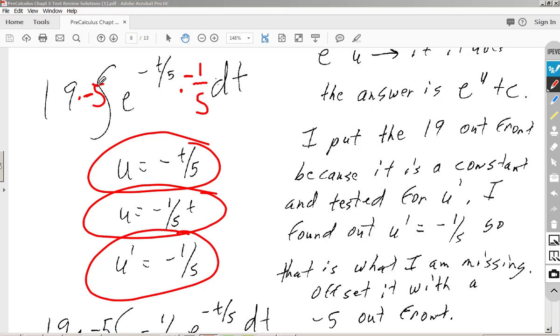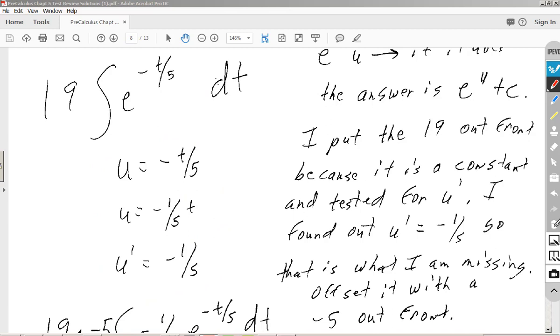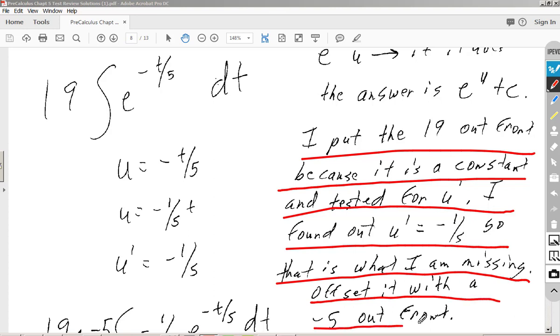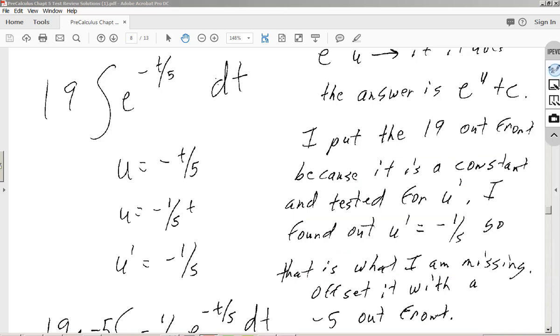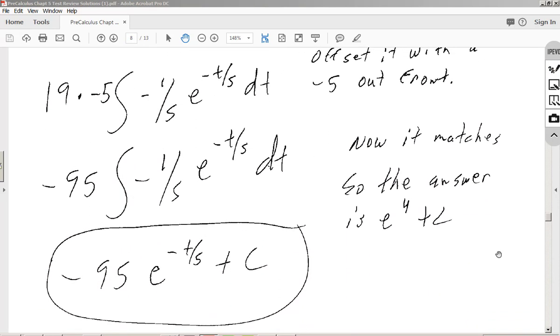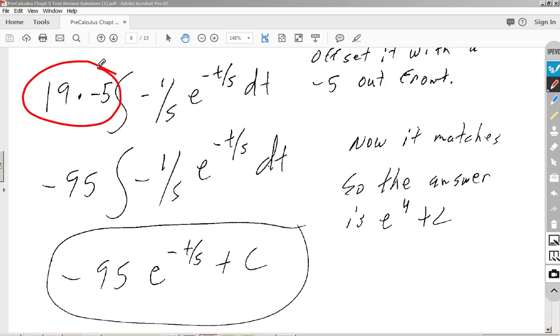So notice, because it is a constant, I put the 19 out front because it is a constant. Testing for u prime, I found out that u prime is negative 1/5, so that is what I am missing. Offset it with a negative 5 out front. So we'll go ahead and scroll down here, and it says right here, I've offset that with a negative 5 out front. So here's my negative 5 times 19, which is going to be negative 95.